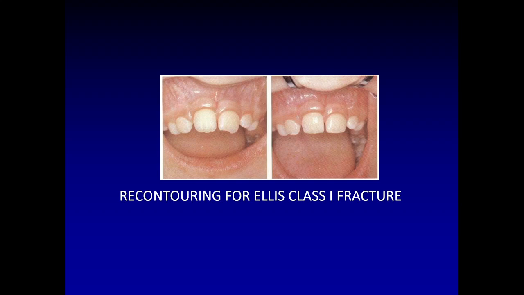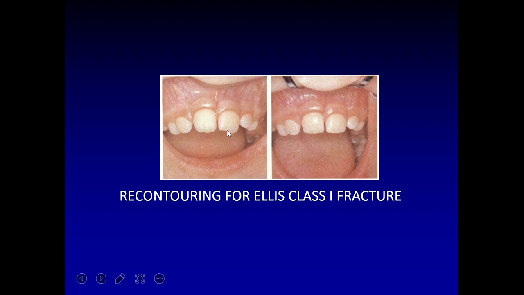See, Ellis and Davis, like I repeat, is for permanent teeth. I'm not talking about primary teeth right now. Primary teeth is the Garcia-Godoy classification. But meanwhile, while discussing the Ellis and Davis classification, I will be talking about the primary so that I don't have to repeat everything again. So first, I'm talking about Ellis and Davis, that is the permanent.